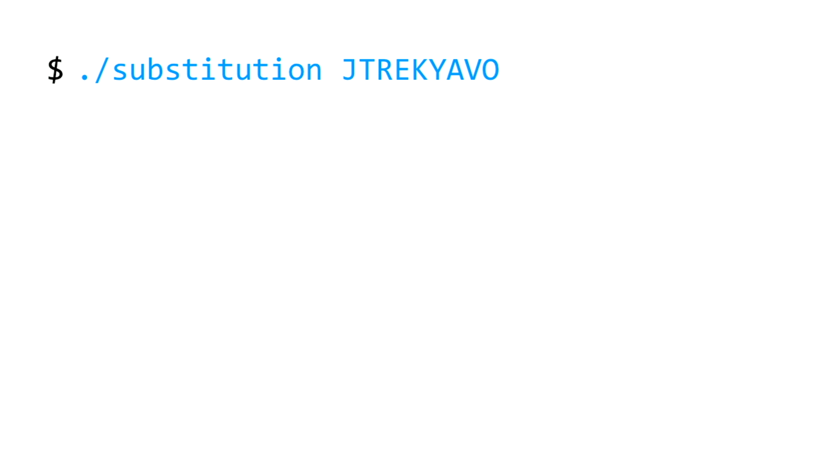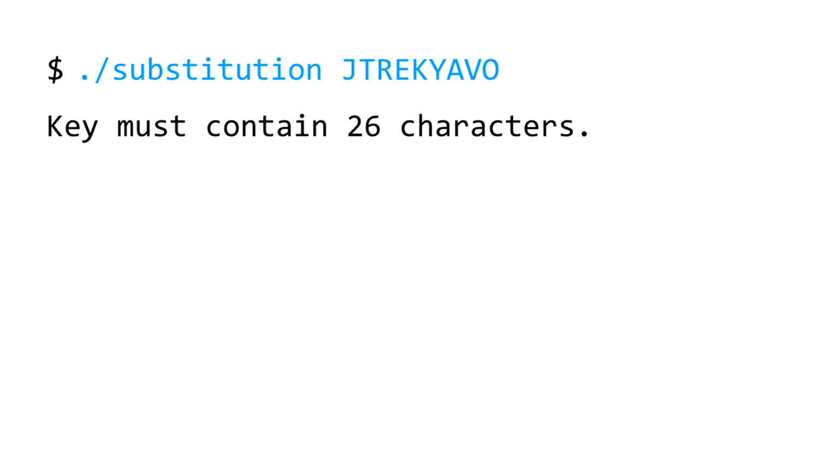So in this case, your program, rather than prompting the user to type in any plaintext, should instead report that the key must contain 26 characters and then return with a status code of 1 to indicate an error. What else might be considered an invalid key?